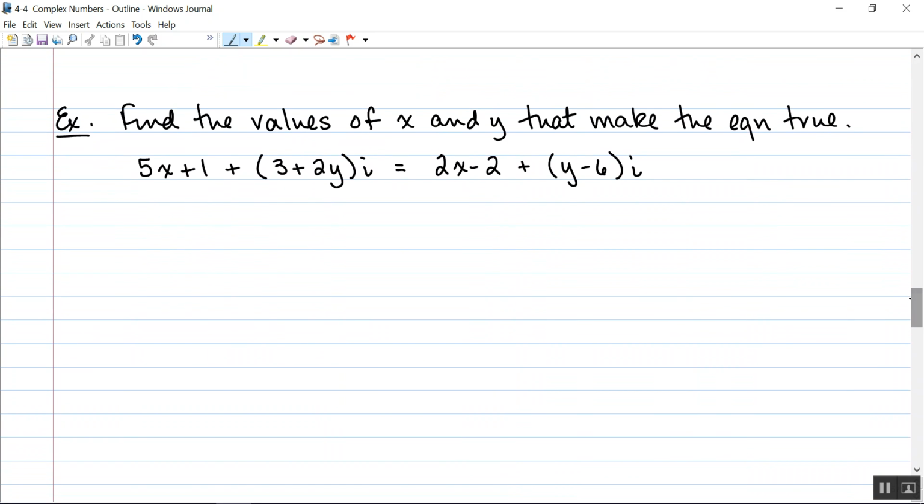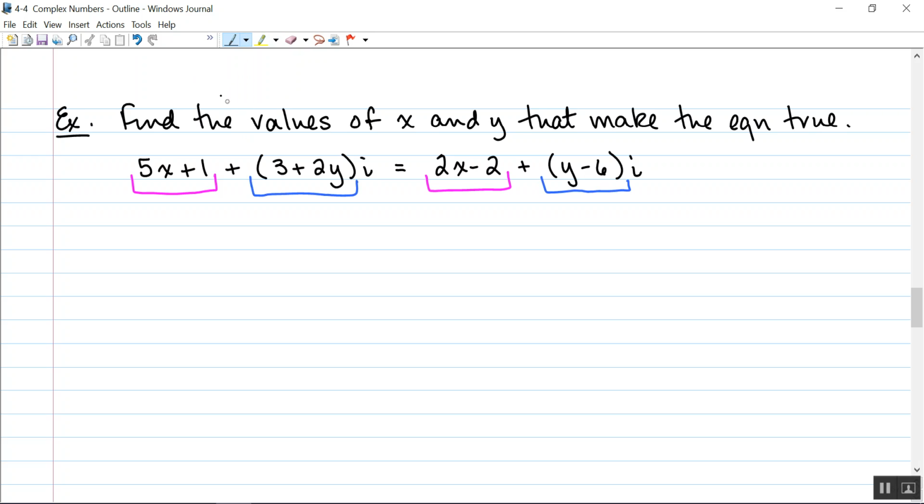So this example says find the values of x and y that make this equation true. 5x plus 1 plus (3 plus 2y) times i equals 2x minus 2 plus (y minus 6) times i. You'll notice that, I'll go ahead and do this in color, we have real parts right here, and we have imaginary parts right here. In other words, the imaginary part is the stuff that's in front of the i.